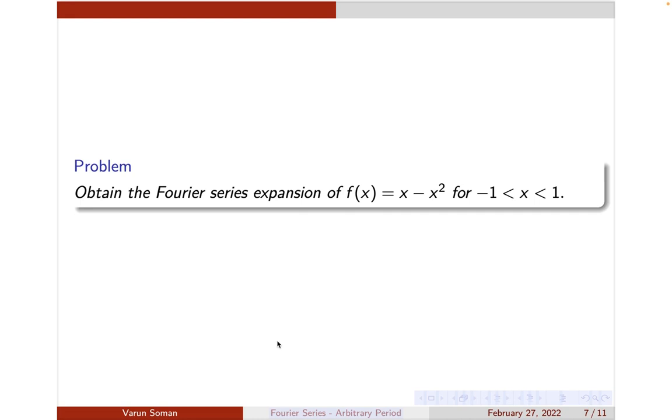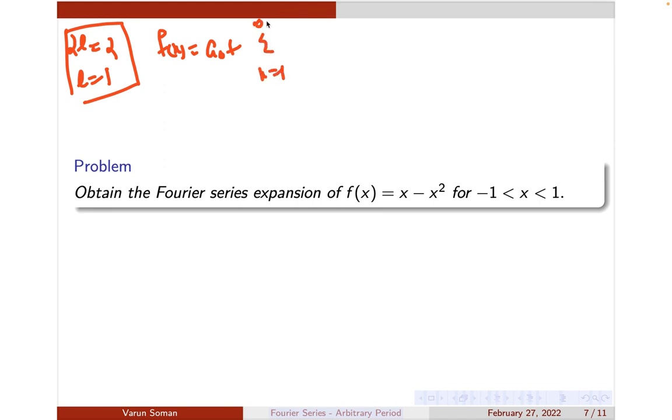As I told you, the given interval is taken as 2L. The length of the given interval here is 1 minus minus 1, so it is 2. So the value of your L is actually 1. Now what's the expansion? Your expansion is f of x is equal to a naught plus sigma n is equal to 1 to infinity of a n cos n pi x by l plus b n sin n pi x by l.